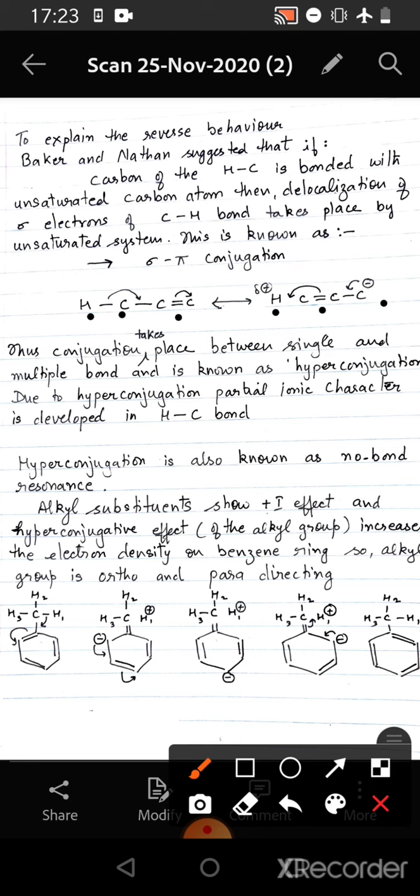Due to this hyperconjugation, partial ionic character is developed in the H-C bond, and this hyperconjugation is also known as no bond resonance, because for a moment there is no existence of a bond between hydrogen and carbon. After a particular moment the bond formation takes place, but for that moment there is no bond between hydrogen and carbon, and this hydrogen is in a protonic state.